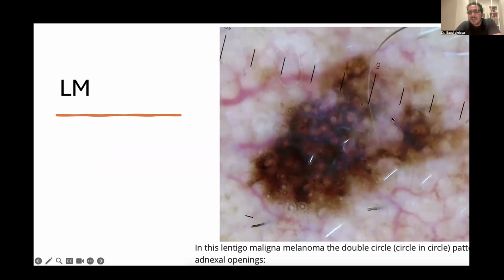like the color variegation. So you'll see areas over here where there's loss of pigment network. It's definitely not symmetrical, and it's irregular.